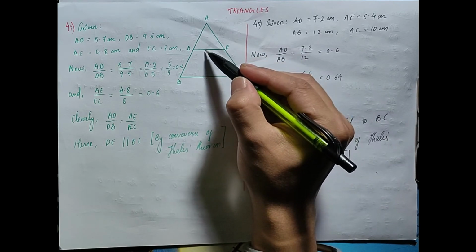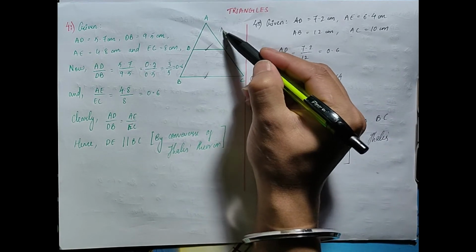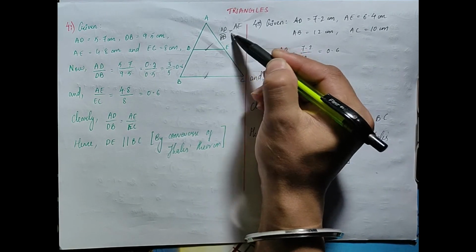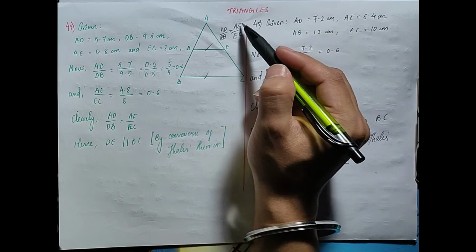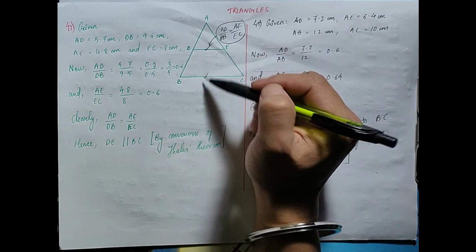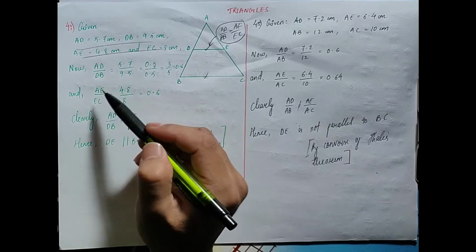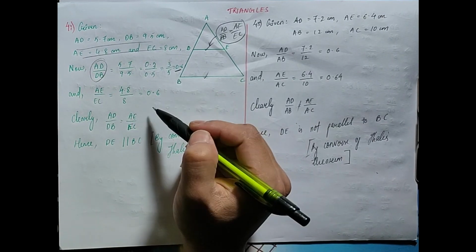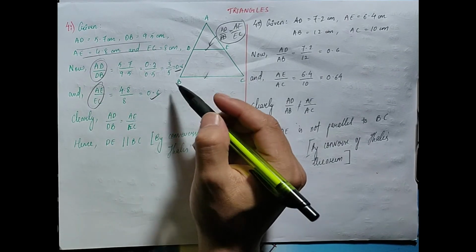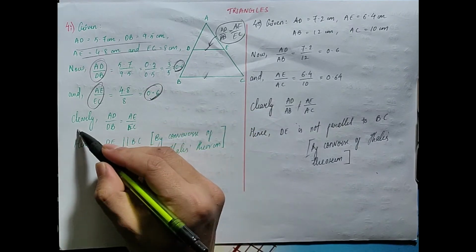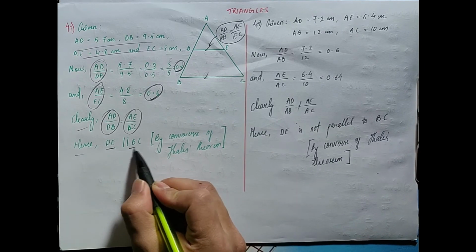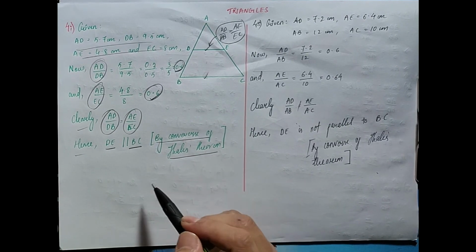Thales theorem says that if DE is parallel to BC, then we have AD by DB is equal to AE by EC. So reverse of Thales theorem will be, if you can prove this is equal, then they will definitely be parallel. So let's do that. From here, AD by DB is equal to 0.6 by substituting and solving. AE by EC is equal to 0.6 again. So clearly AD by DB is equal to AE by EC. Hence, DE is parallel to BC by converse of Thales theorem.